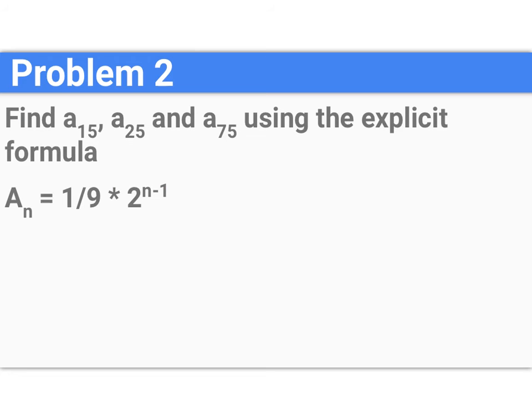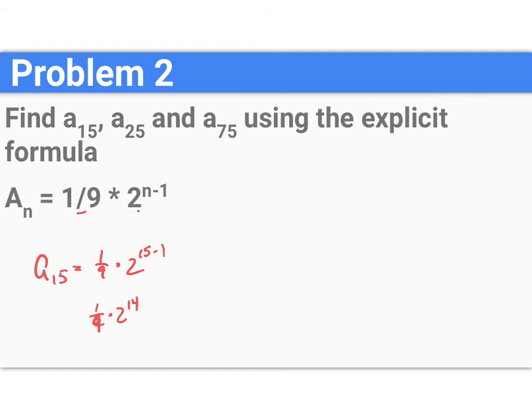Okay, so now explicit formula. Using the explicit formula, and it's already set up for you. So 1/9 is our first term, and 2 is our ratio. So we're going to take a of 15 will equal 1/9 times 2 to the 15 minus 1, 1/9 times 2 to the 14th power. I wrote 1/2, I meant to write 1/9.